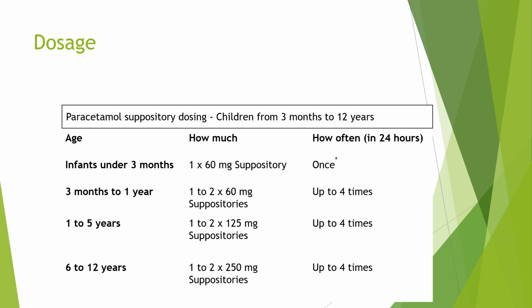Then there are paracetamol suppositories, for children from 3 months to 12 years. Very important. Children 3 months to 1 year old should take 1 to 2 60 milligram suppositories up to 4 times a day. Then 1 to 5 years should take 1 to 2 120 milligram suppositories up to 4 times a day. Then 6 to 12 years can have 1 to 2 250 milligram suppositories up to 4 times a day.